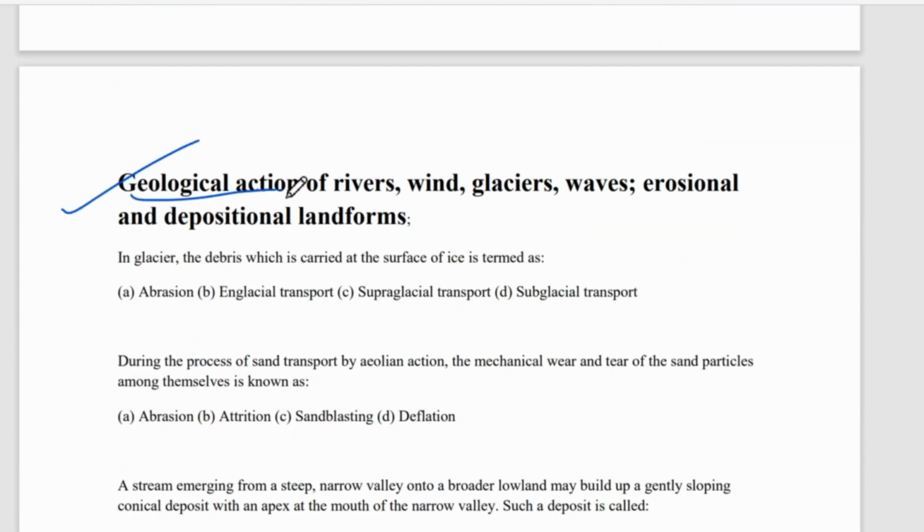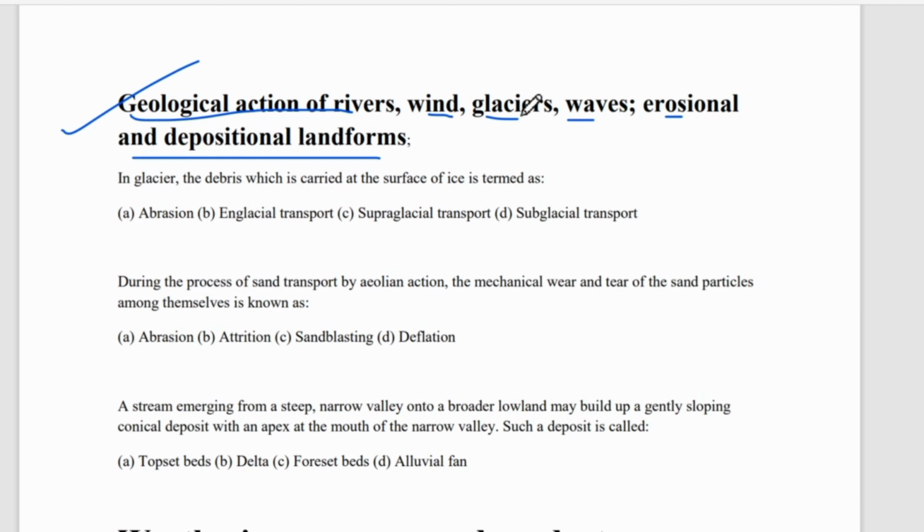Next is geological action of river, wind, glacier, waves, erosional and depositional landforms. Okay. So they are mostly asking questions from the glacial landforms. So in a glacier, the debris which is carried at the surface of ice is called supra, as the term itself says, supra means something which is above. Okay. So they have asked that it will be on the surface of ice.